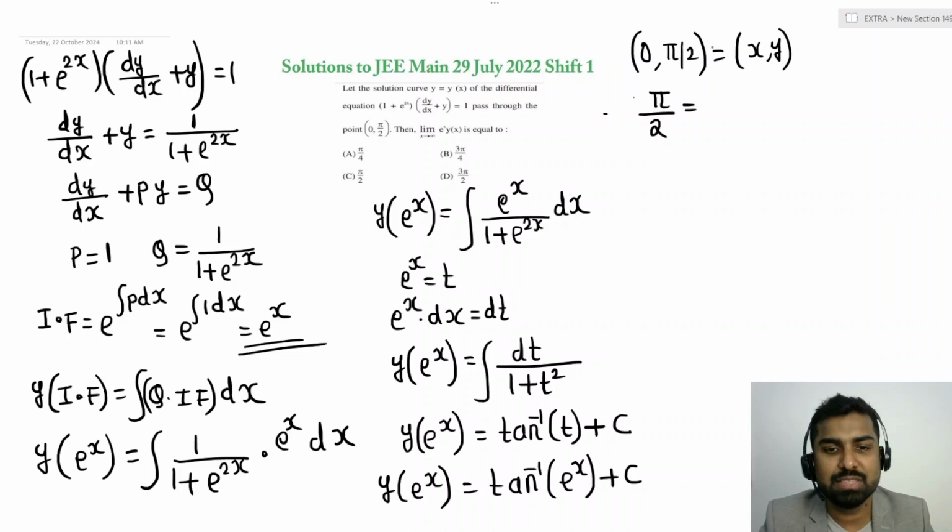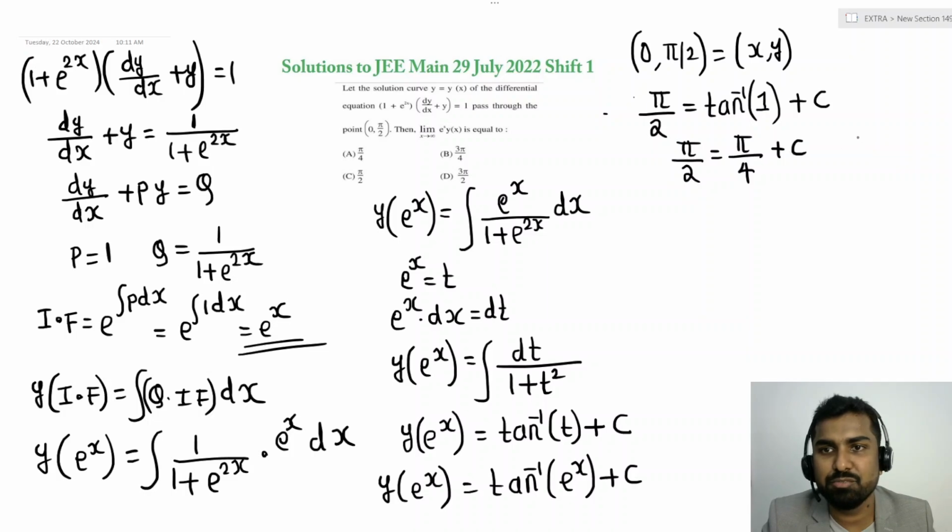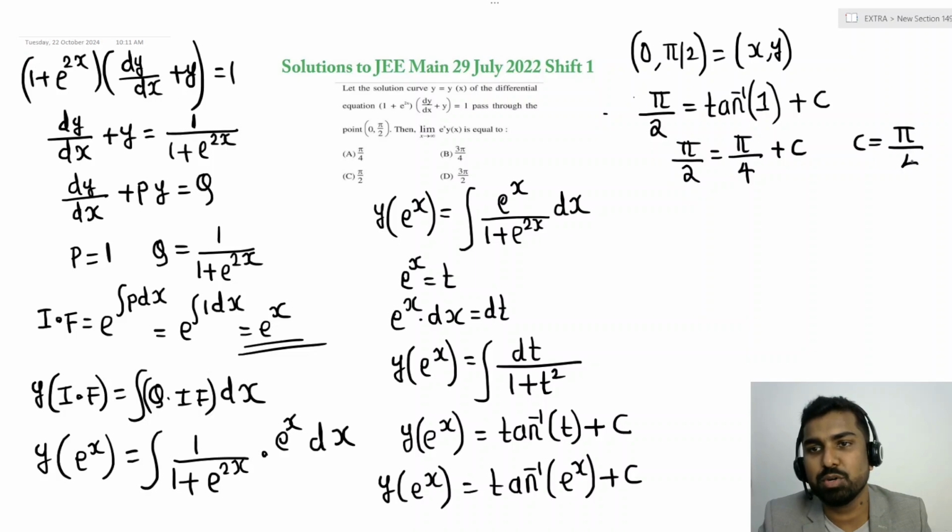So pi by 2 will be equal to tan inverse of e raised to x. Here x is 0, so it becomes e raised to 0. Anything to the power 0, we know, is equal to 1, plus c. Alright. So pi by 2 equals tan inverse 1, which is pi by 4, so pi by 4 plus c. From here we can write c equals pi by 2 minus pi by 4, which is pi by 4 itself. So the constant of integration we are getting is pi by 4.